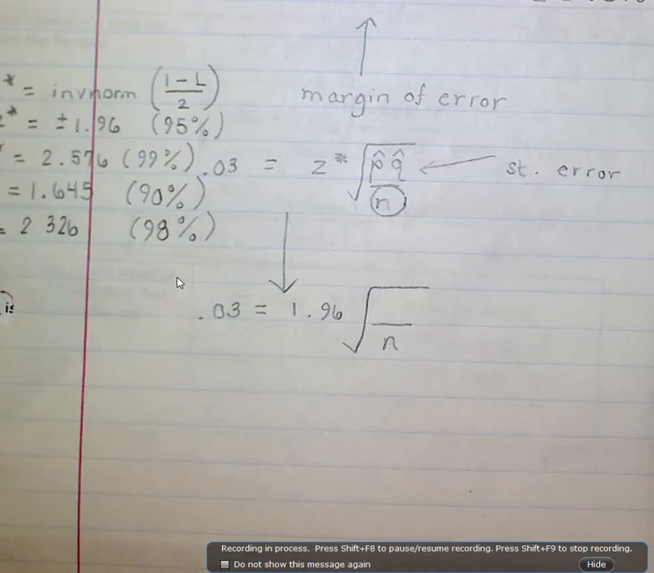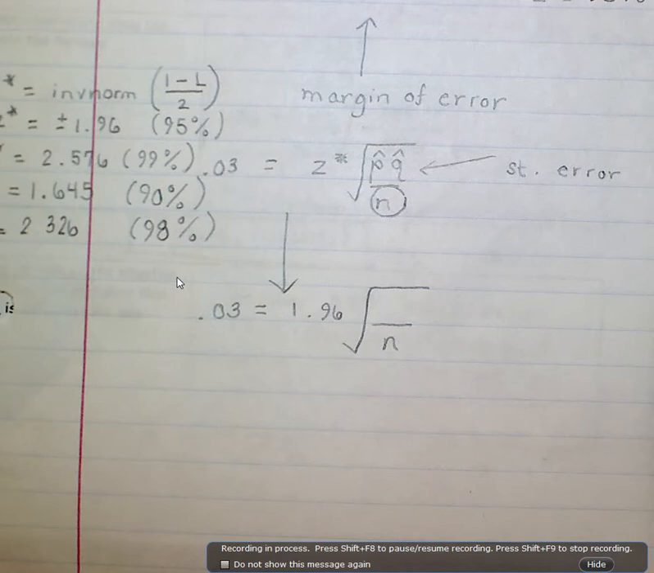All right, let's think about this. If p-hat's 0.1, what's q-hat? 0.1 times 0.9 is 0.09. If p-hat's 0.2, what's q-hat? 0.2 times 0.8 is 0.16. They're getting bigger, aren't they? If p-hat's 0.3, q-hat is, what is the product of those? 0.21.